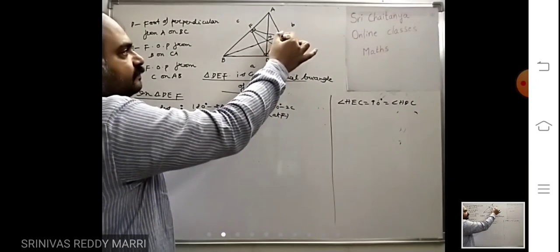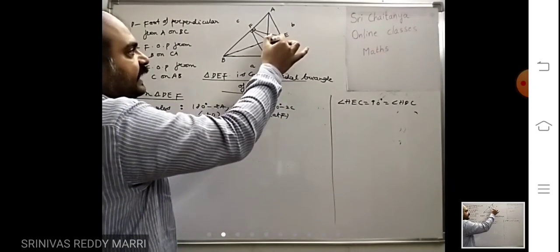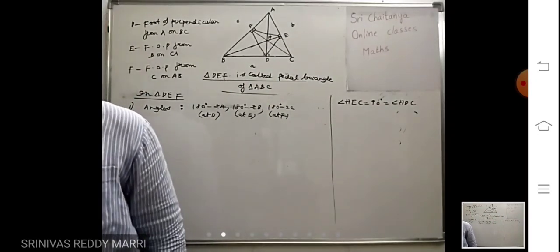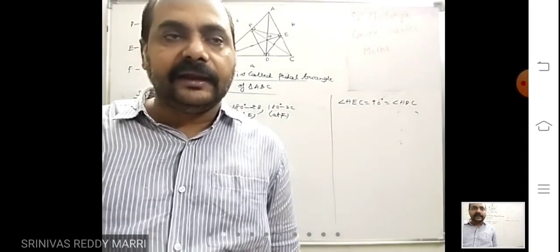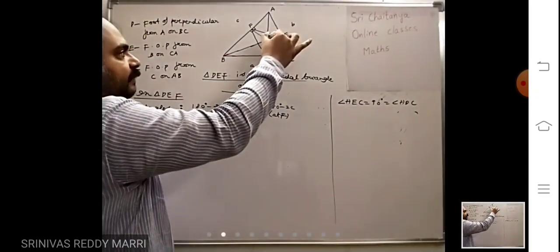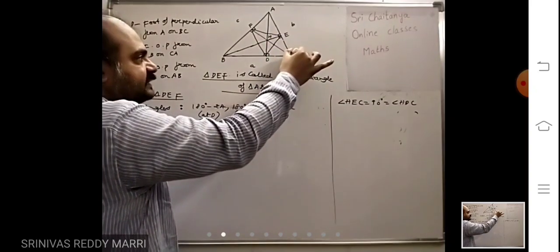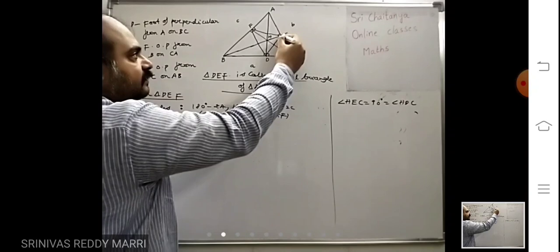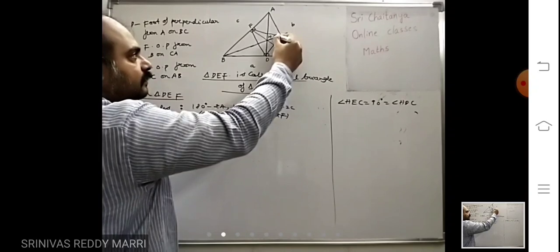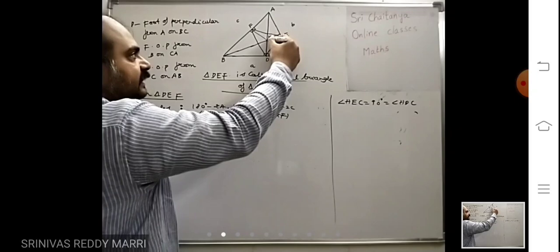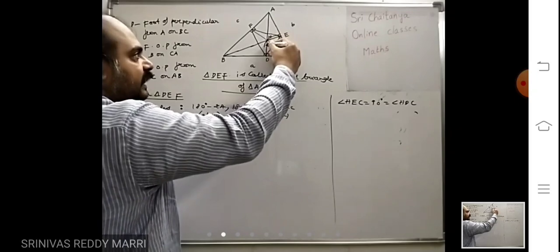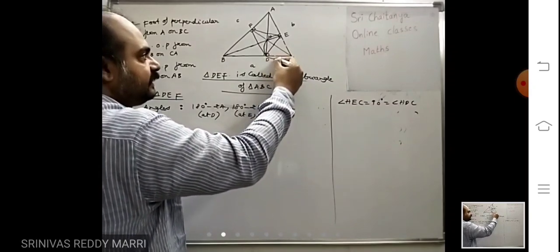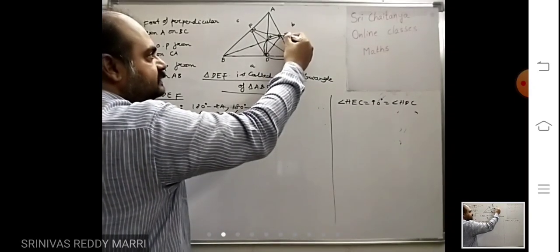Therefore, what happens? This E, H, D, C, they are concyclic points. They are concyclic points means what? They will lie on a circle. Look at how. I am drawing a circle with HC as diameter. All of you listen carefully. I am drawing a circle with HC as diameter.